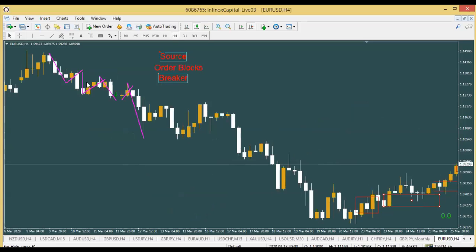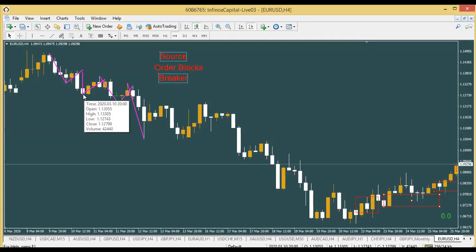So what are order blocks in this bearish trend? The order blocks are bullish candles. Bullish candles go up, and bearish candles go down. So in a bearish trend, order blocks are the bullish candles responsible for the push down to the lower lows. That's another way to define it.